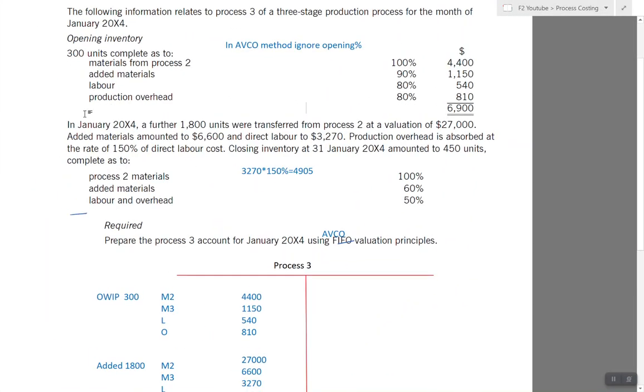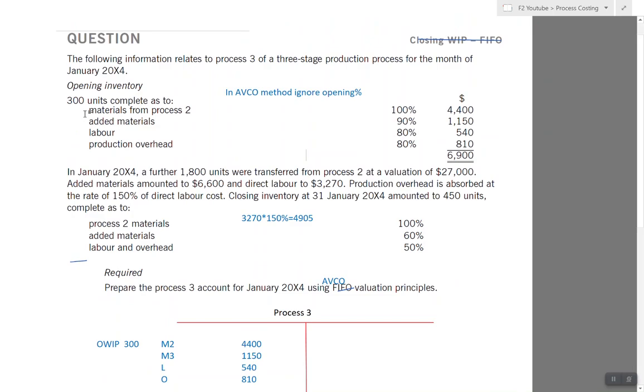Okay, next thing is opening work in progress. Now this is what makes the question very difficult. So far we saw that there was no opening work in progress, which means the work remaining from last period. Closing work in progress is work remaining this year. So it is like closing inventory or opening inventory of units not completed.